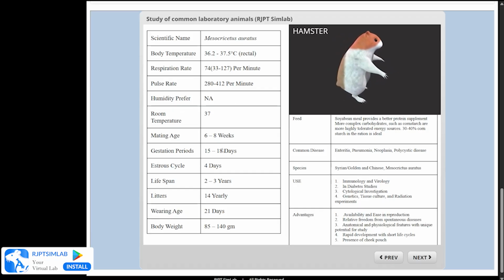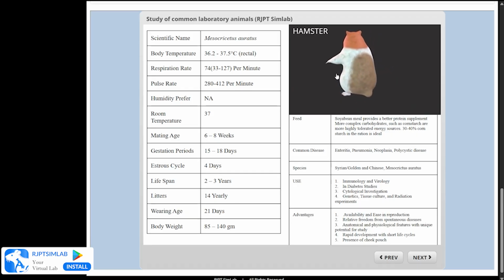The mating age is 6 to 8 weeks. The gestation period is 15 to 18 days. Estrous cycle is of 4 days. The lifespan is of 2 to 3 days. The litters, or offsprings, that it produces is 14 offsprings yearly. The weaning age is of 21 days and the body weight of an average hamster is 85 to 140 grams.